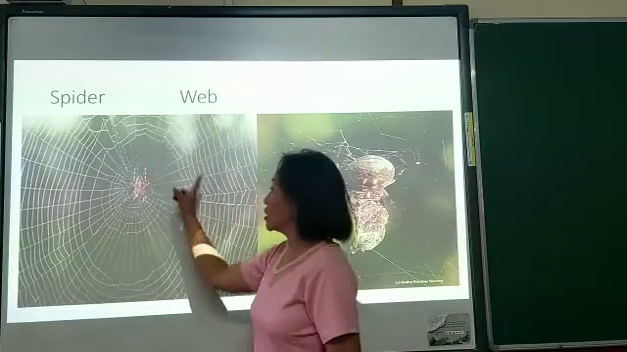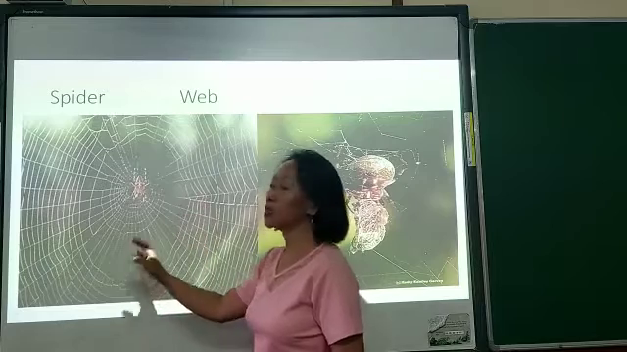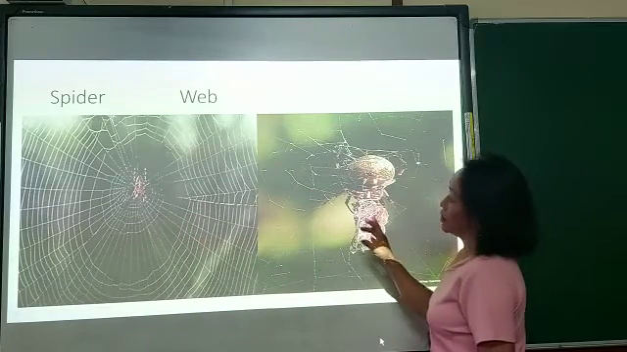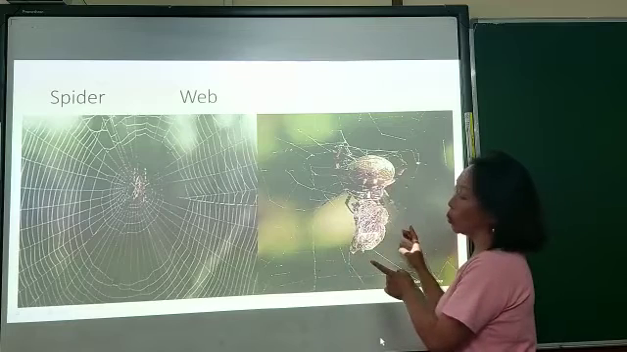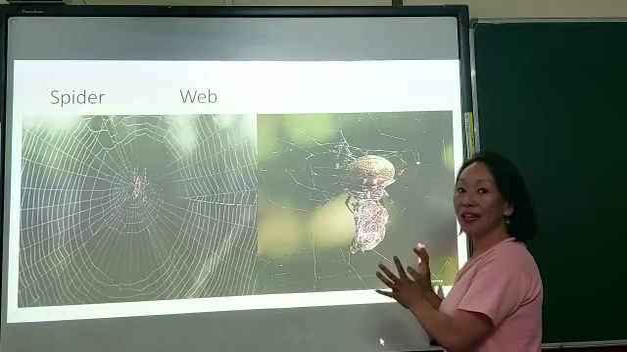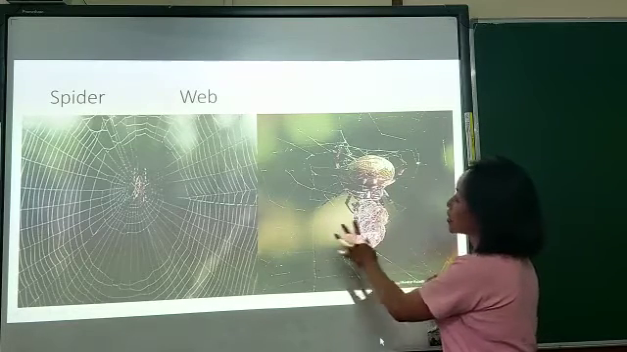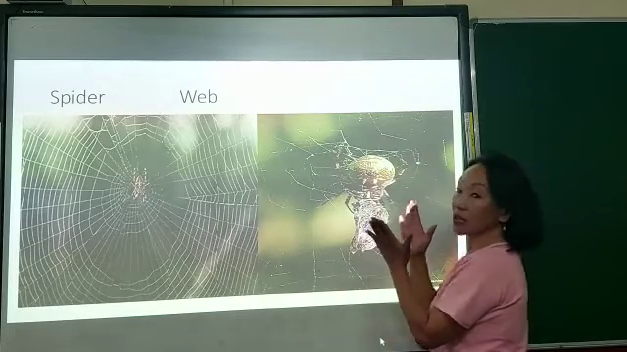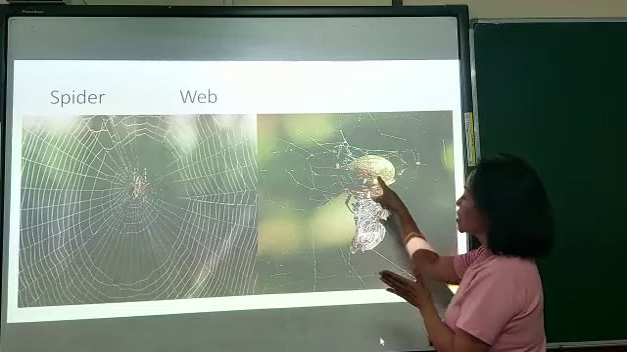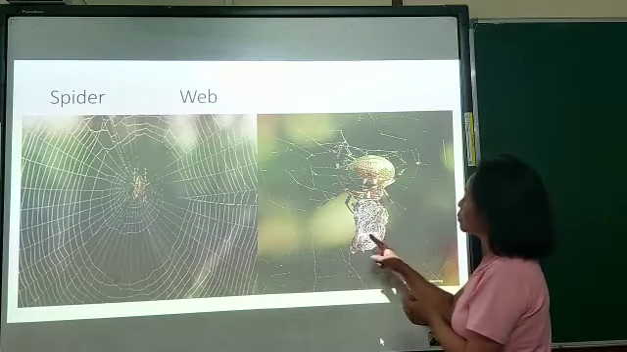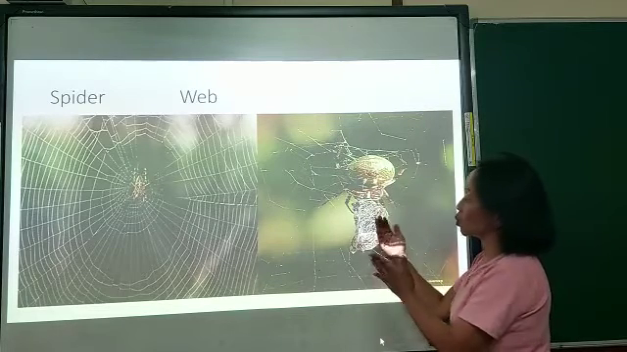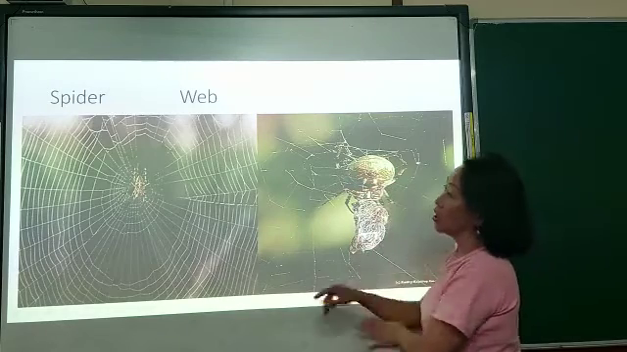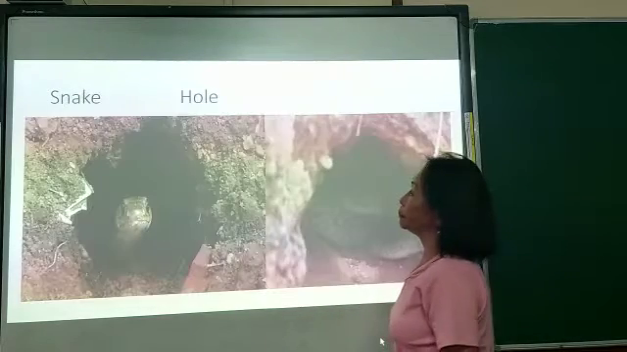Spider. Spider's house, you call it a web. It spins its own web, and this web is its home, and it's also used to catch insects. So when an insect comes and sits on the web, it gets stuck over there. So at once the spider comes to know, and it spins the insect in its own web and hangs it there to eat later. So spider, web.